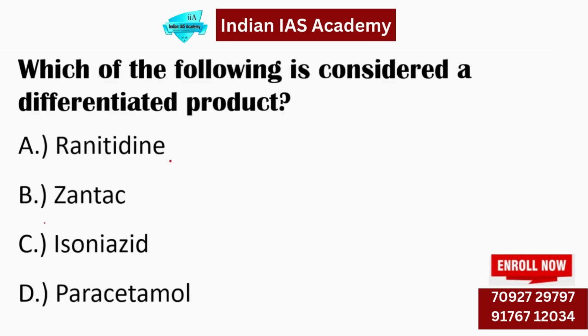Similar questions sometimes are asked in this way: three options will have drugs under one similar class of drugs, and the fourth option will be of a completely different class of drugs. Such kinds of questions are also possible for this pattern. In this question, Zantac is a brand name, others are all generic names. So this makes it a differentiated product, an odd one out. Zantac is the right answer.